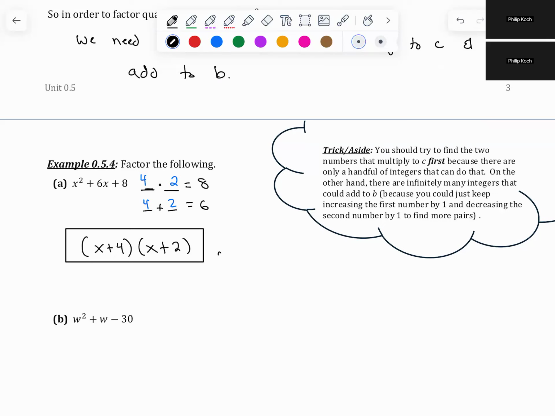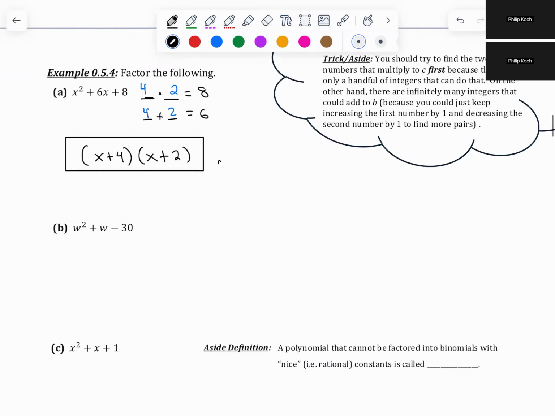Part B we're going to do together because this one's an interesting case. The good news with part A was notice that the B term and the C term were positive. That actually limits our work because the only way to multiply to a positive number is if both things are positive or both things are negative, right? So, since our B term is positive, it's a positive 6, we knew it couldn't be -4 and -2 because then that would give us a -6.